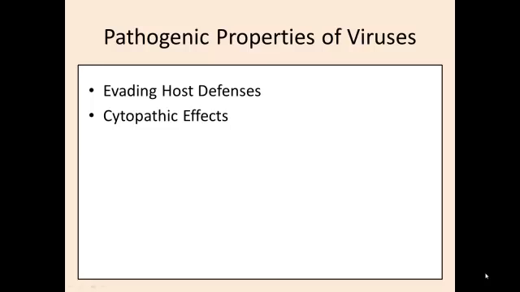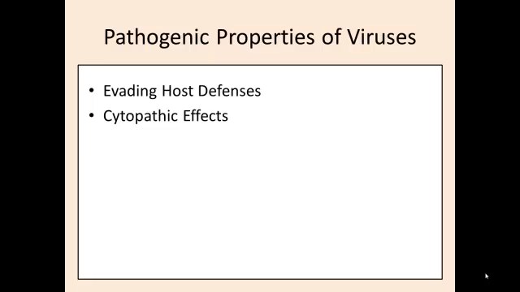Okay, let's talk specifics. Pathogenic properties of viruses. Viruses evade host defenses by antigenic variation, and also by not ever hitting the bloodstream and moving from cell to cell. That's one of the ways that viruses evade host defenses. Now, they also cause damage to the cells.